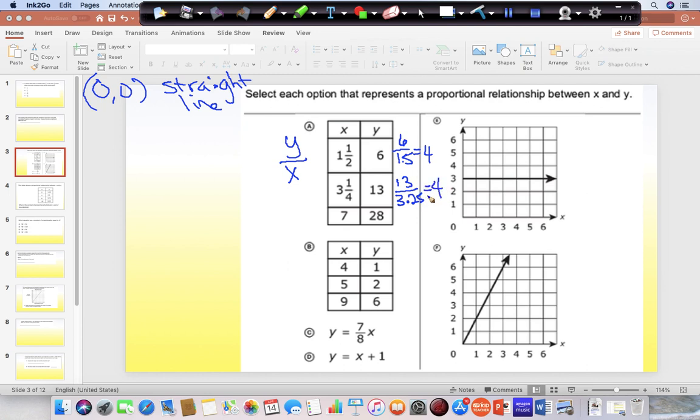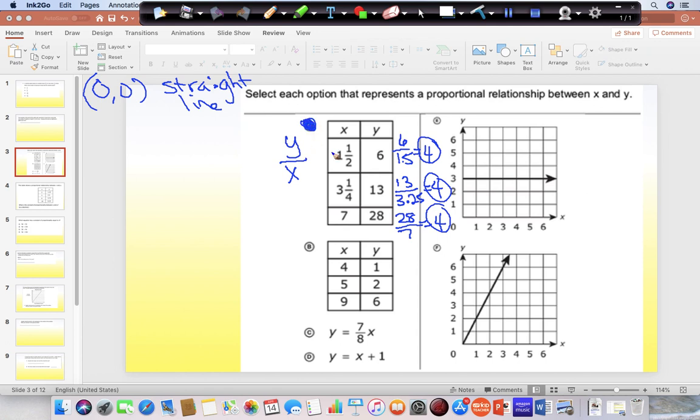I'm doing this on my calculator as well. You guys can also do that. 28 divided by 7 is 4. Okay, so notice that we got 4 each time. That is our constant of proportionality, so this is correct.